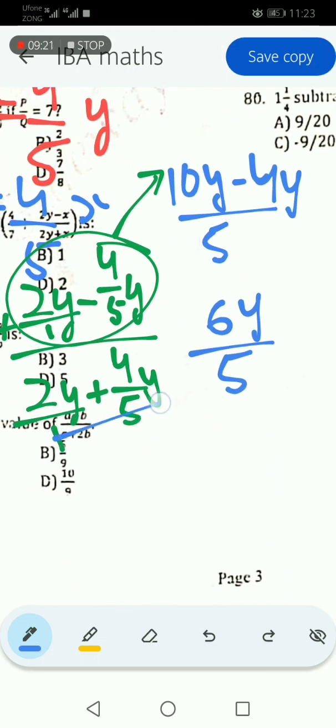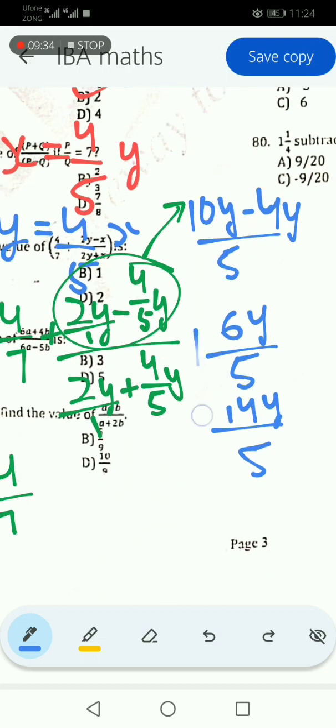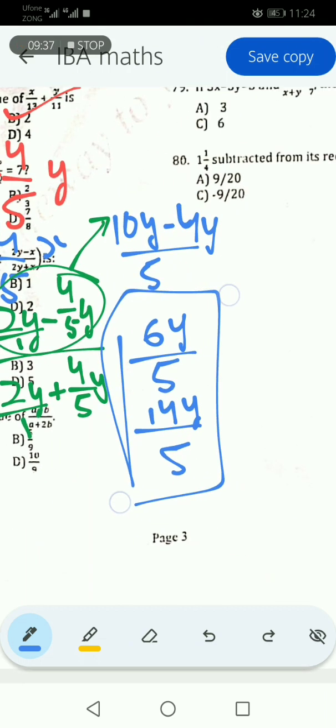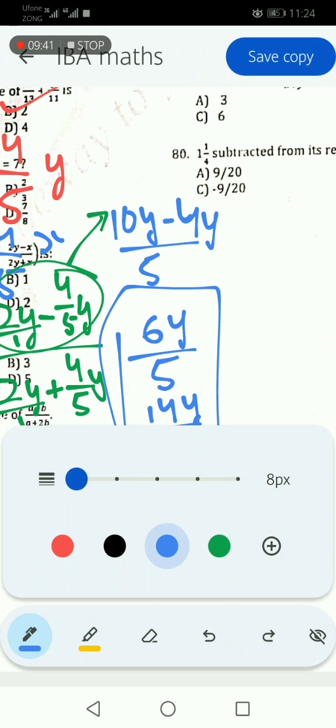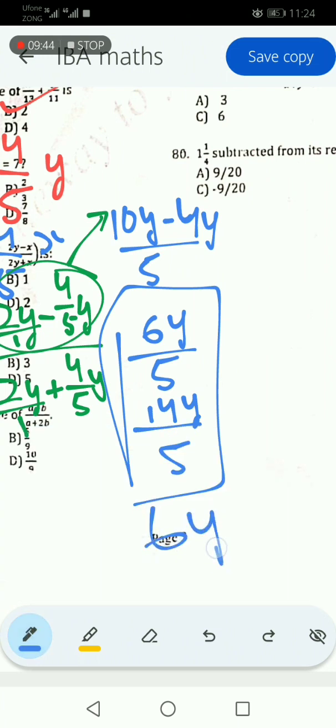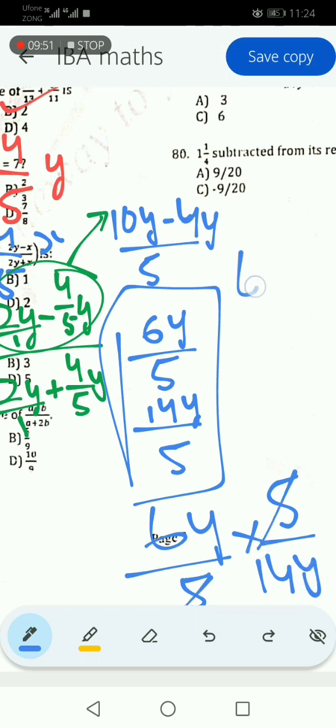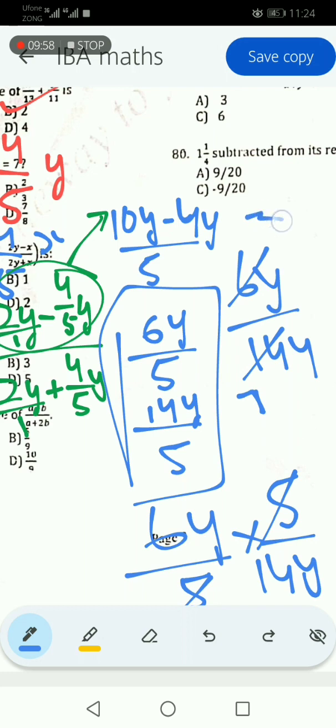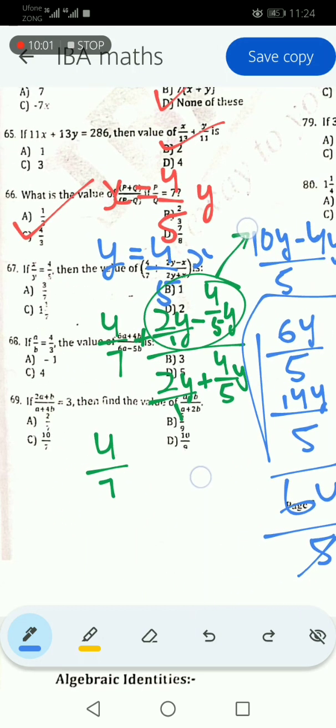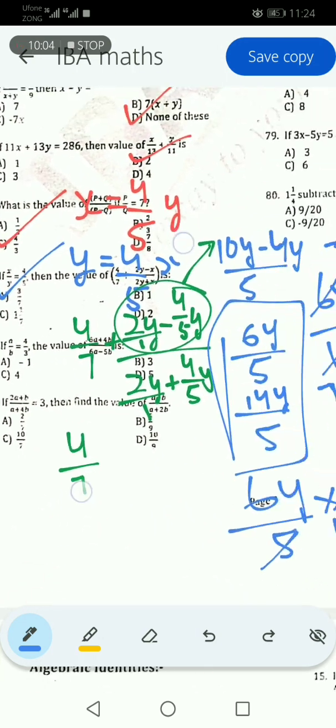And this will be probably also equal to this one. But here, the answer will be 5. And 5 to the 10. 10 plus 4 is equal to 14y. So we got the answers. Now here we have to take the reciprocal. So our correct answer should be 6y divided by 5 multiplied by 5 upon 14y. 6y upon 14y, 6, 7 and 6, 3. So 3 upon 7 is the correct option. So here A is the correct answer.